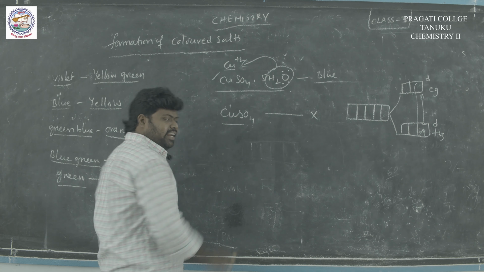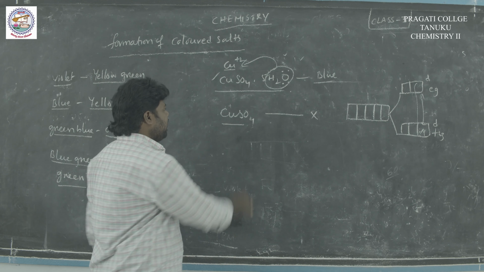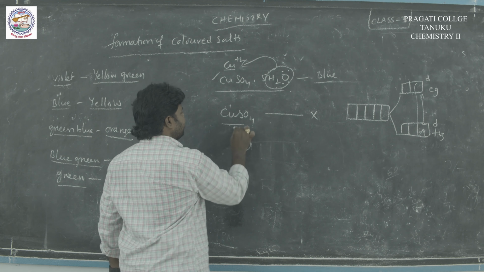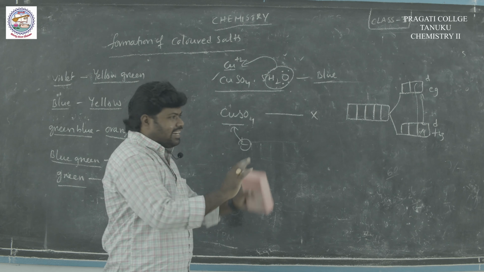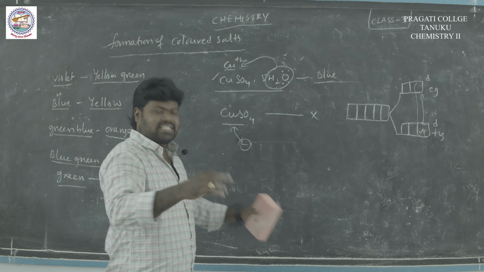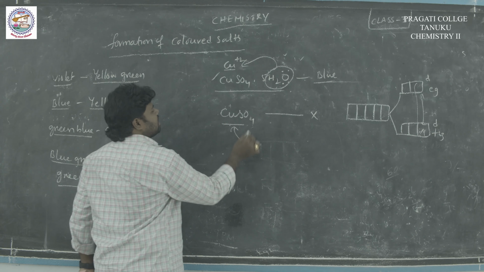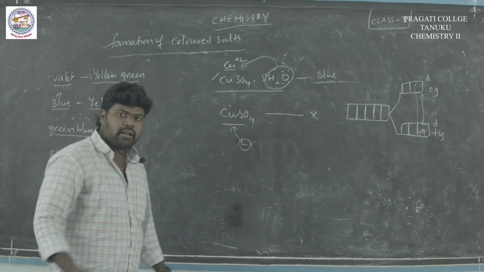But in anhydrous copper sulfate, the ligand is absent. So the ligand does not attach to the copper, there is no loss of degeneracy and no d-d transition, so anhydrous copper sulfate does not exhibit color.